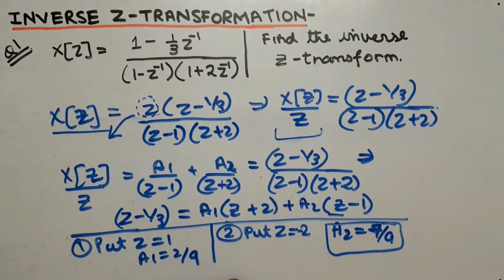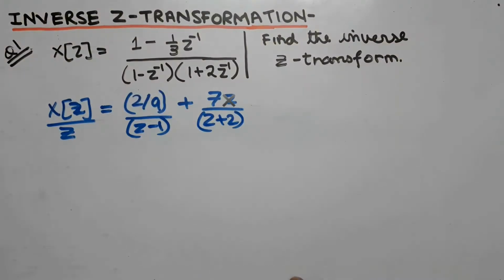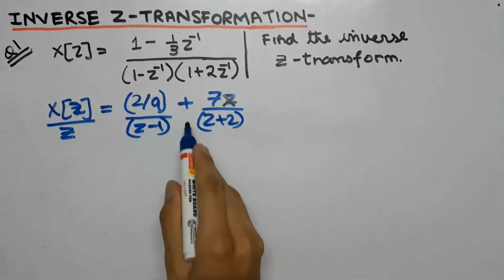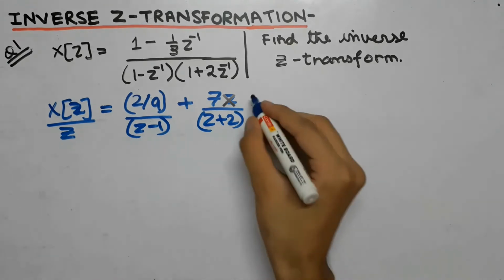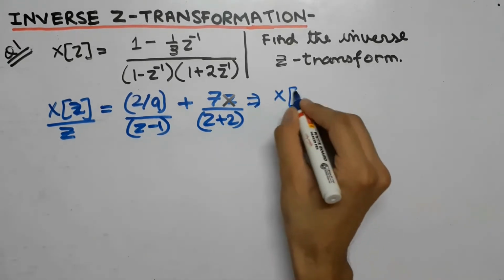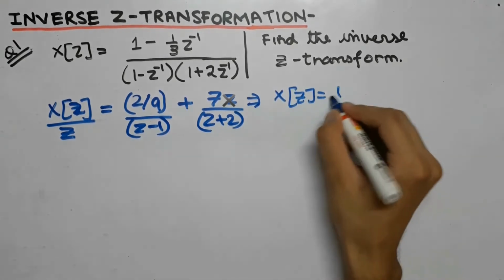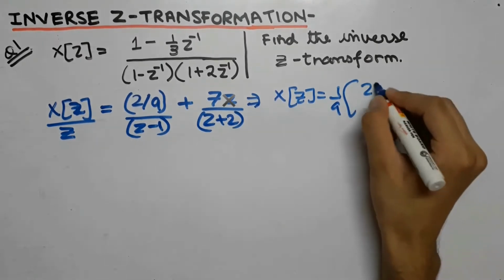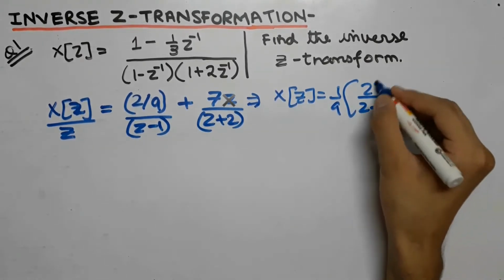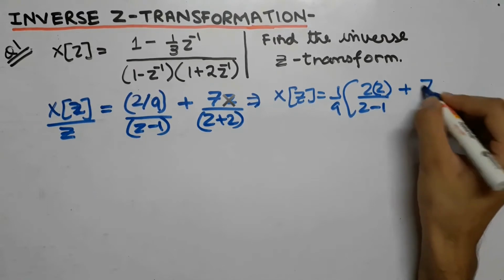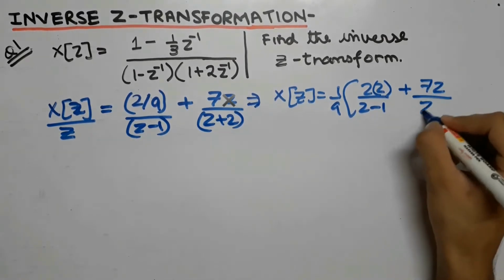Now guys, we are going to put the values of A1 and A2 in this equation and find the value of x(n) using necessary inverse Z transformation formulas. Now on substituting the values of A1 and A2, we will get this equation. Now we will bring this z over here, that is, we will bring it on the RHS, and on doing that you will get the value of X(z) as 1 by 9 into (2z upon z minus 1 plus 7z upon z plus 2).